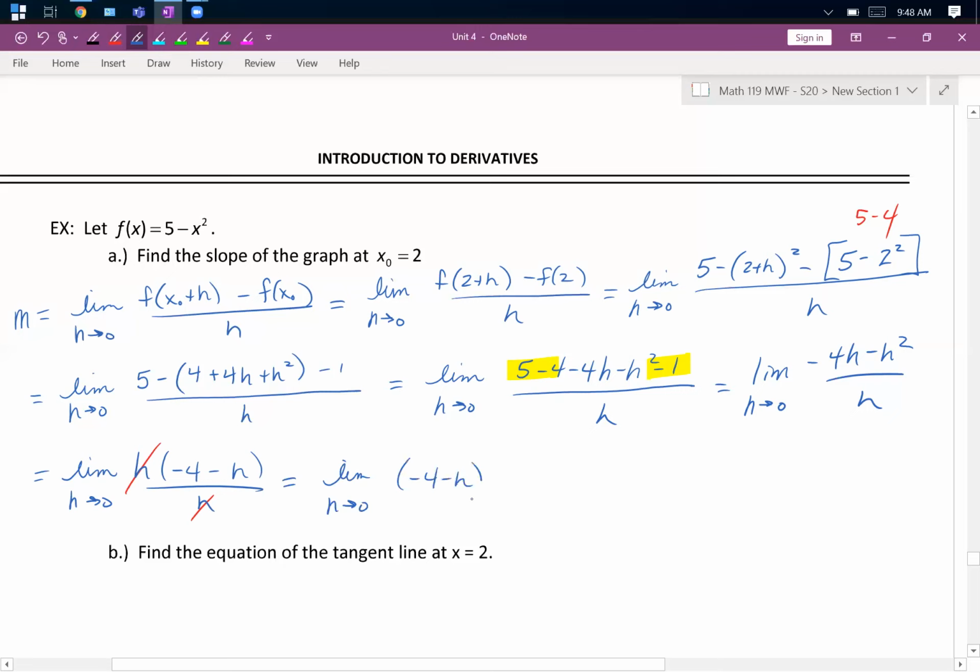And at this point, it's safe for us to plug 0 in for h. That's why we had to do all this work, because way earlier, it wasn't safe to plug in. Now it is. So we can conclude that the slope of the graph at x sub 0 equals 2 is -4.